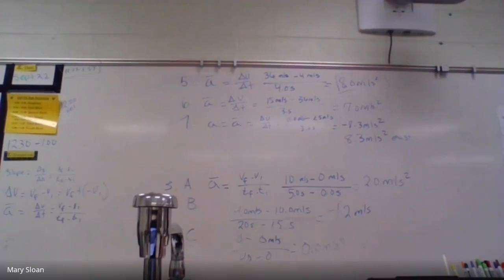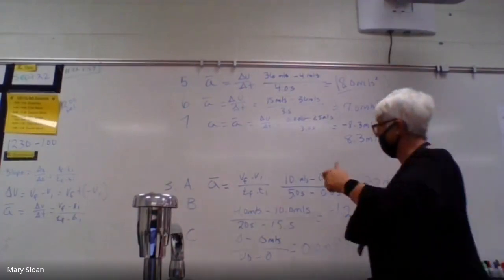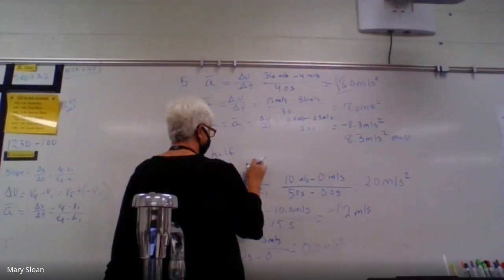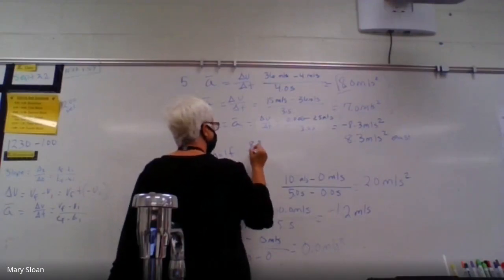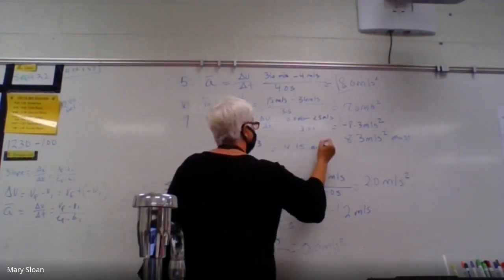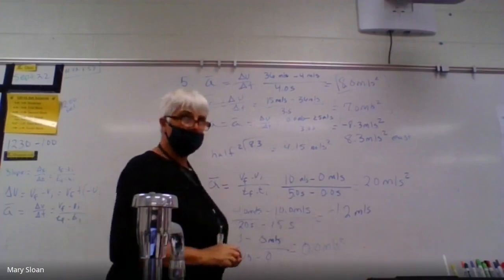Okay, and part B asks, if the bus took twice as long to stop, how would the acceleration compare to what you found in part A? It'd be half of that. Half. So half of that is what? It'd be 4.15 and one something. That's close enough. And there's your answer.